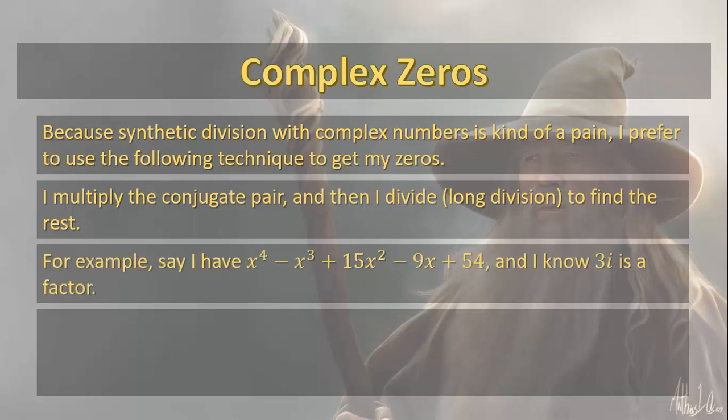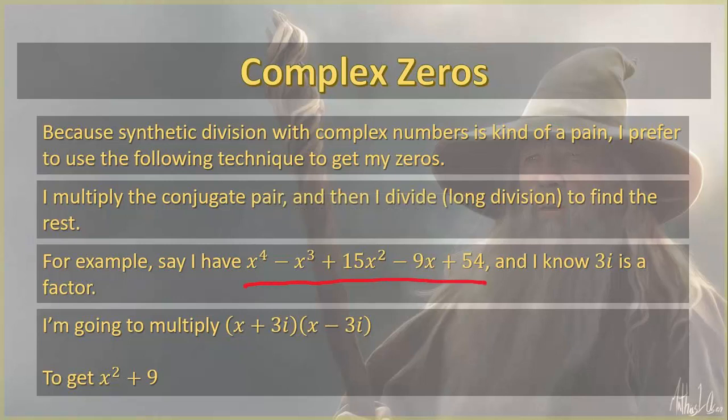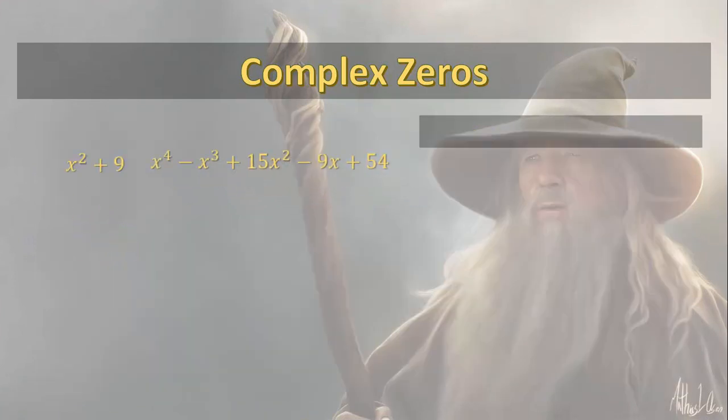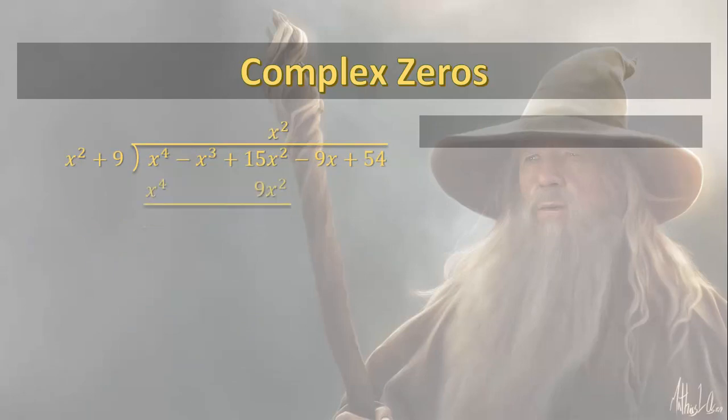All right, so let's say that I was given the following polynomial, and they tell me that 3i is a factor. Well, if I know 3i is a factor, I know that negative 3i is a factor, so I can multiply these two binomials, and it's going to give me x squared plus 9. Now I'm going to synthetically divide this by that so that I get the rest of the factorization. Okay, here we go. Synthetic division.